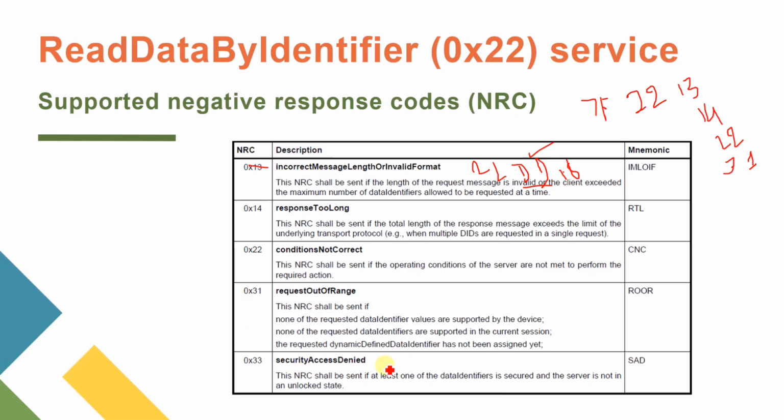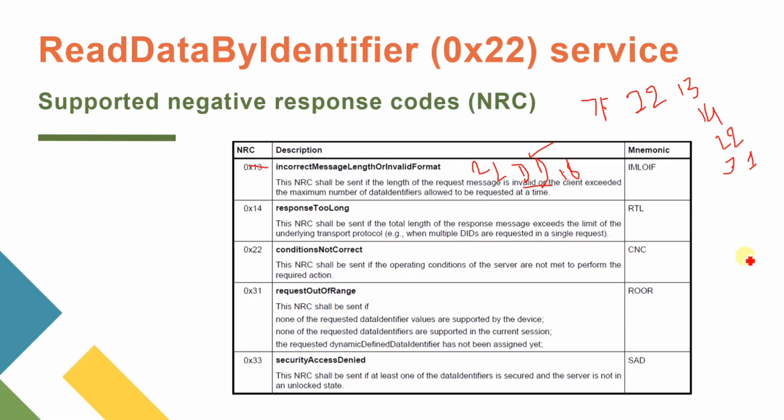33 is security access denied. In a few cases we need security access. We need to unlock the security for the server, and only then can we go and read the information. Security access is mostly needed when we go for flashing the data or write data by identifier. In the next slide we'll be discussing that particular service, where we face many things regarding security access. But usually this is to prevent unauthorized persons from doing some tasks.